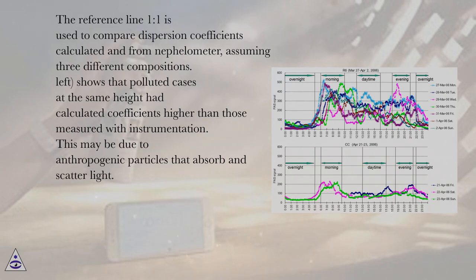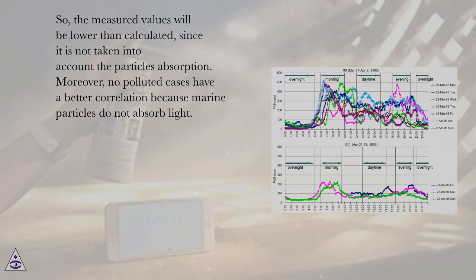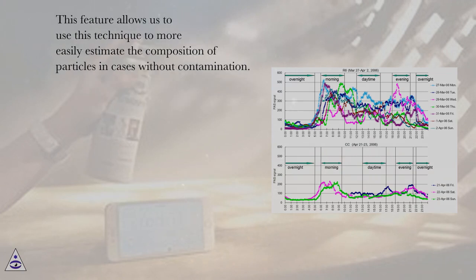The left panel shows that polluted cases at the same height had calculated coefficients higher than those measured with instrumentation. This may be due to anthropogenic particles that absorb and scatter light. So, the measured values will be lower than calculated, since the particle's absorption is not taken into account. Moreover, non-polluted cases have a better correlation because marine particles do not absorb light. This feature allows us to use this technique to more easily estimate the composition of particles in cases without contamination.